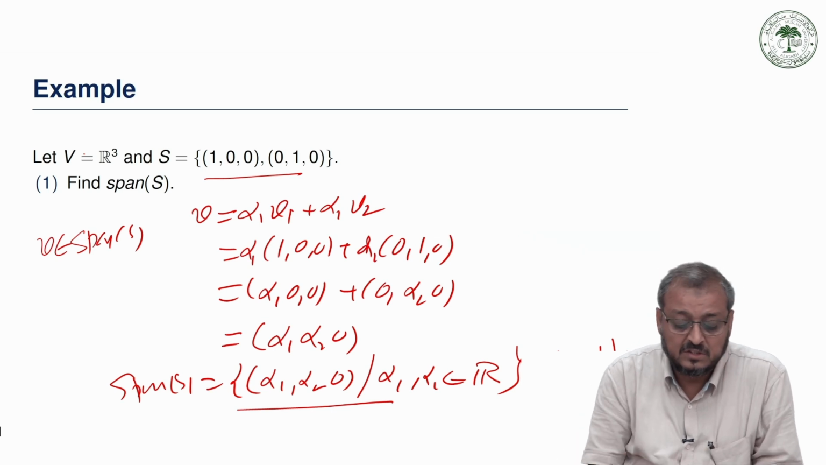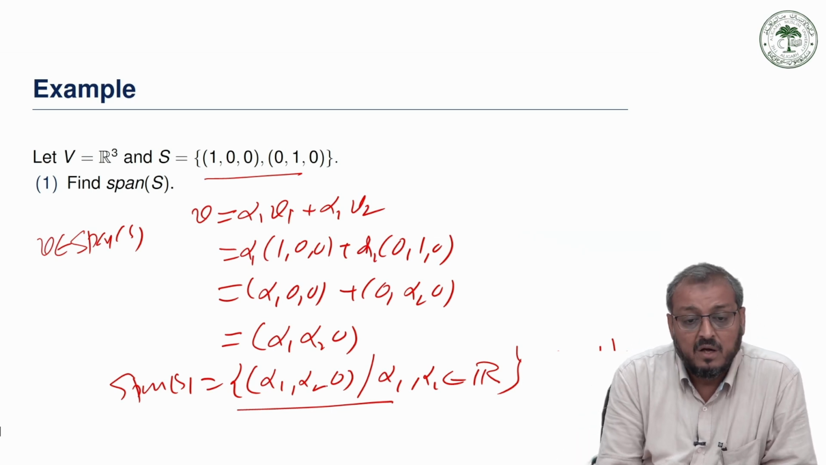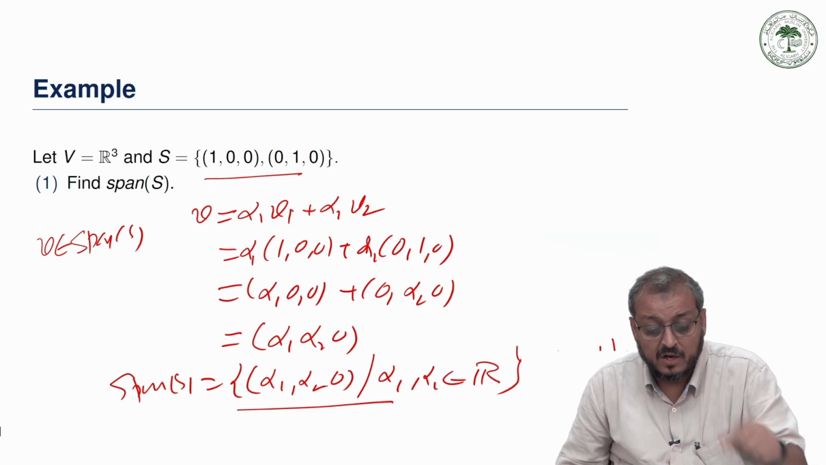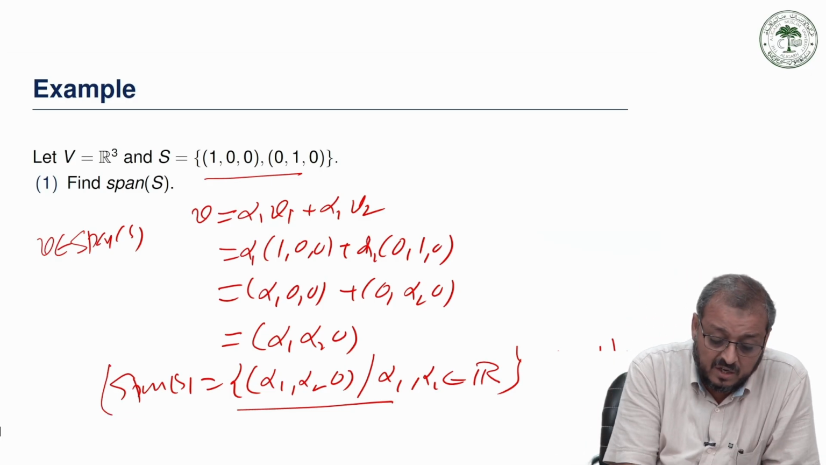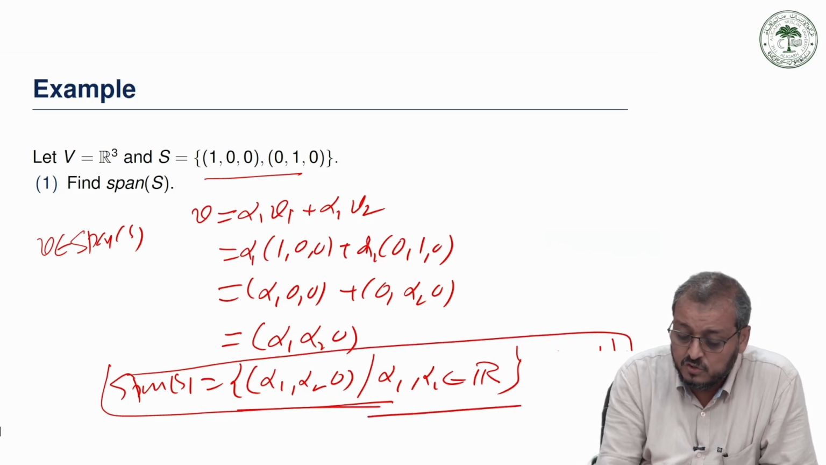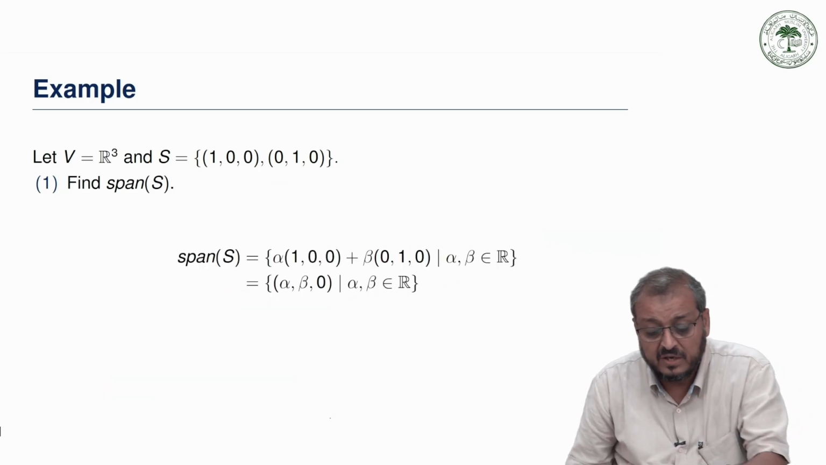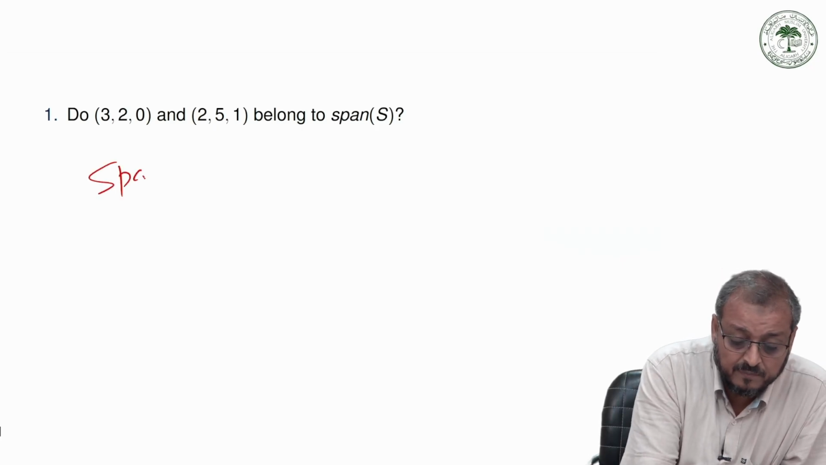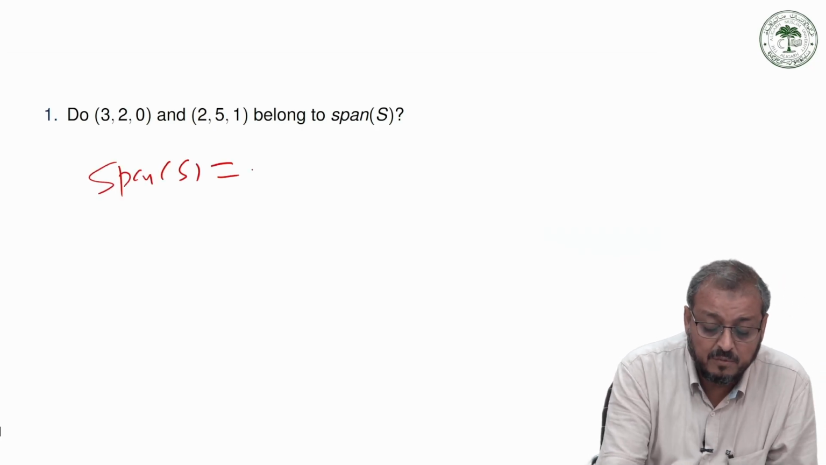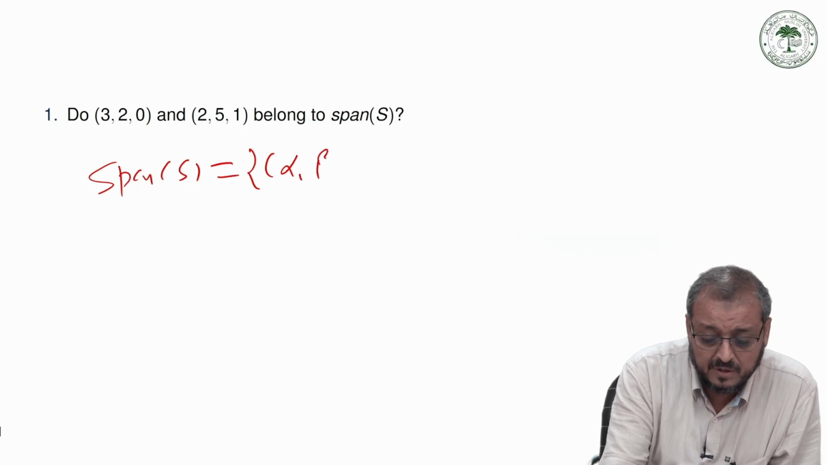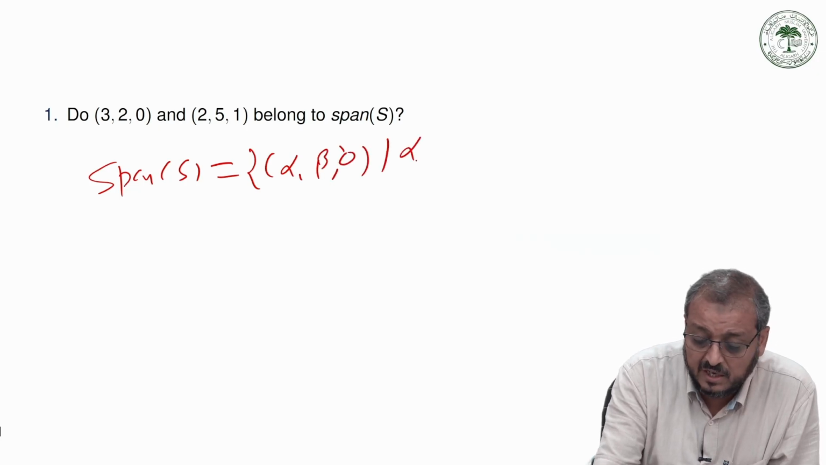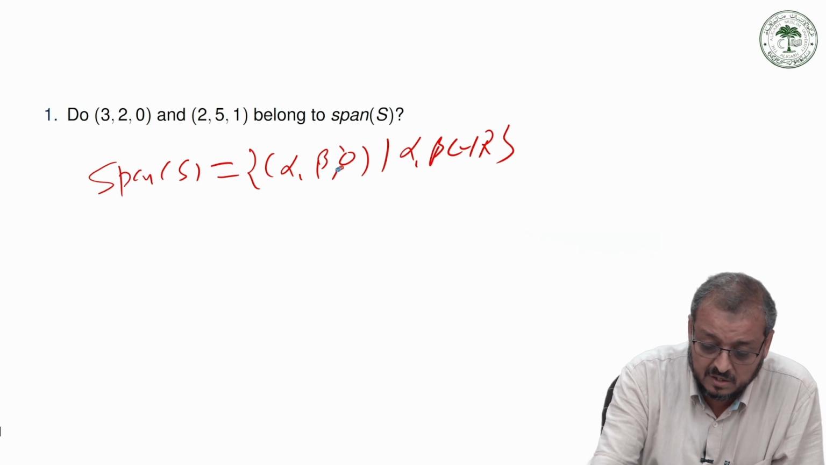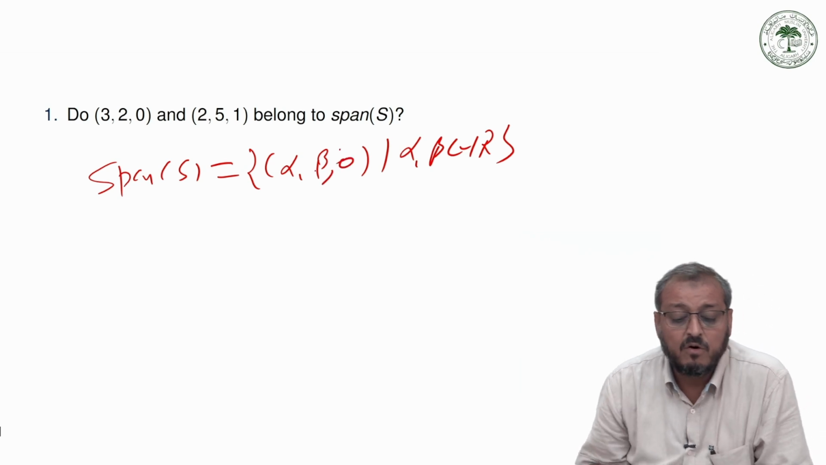So the span of S is of the form (alpha 1, alpha 2, 0), where the third element is equal to 0. Now we can write the span in this form. So the question: we write the span of S in the form (alpha, beta, 0), such that alpha and beta are real numbers.